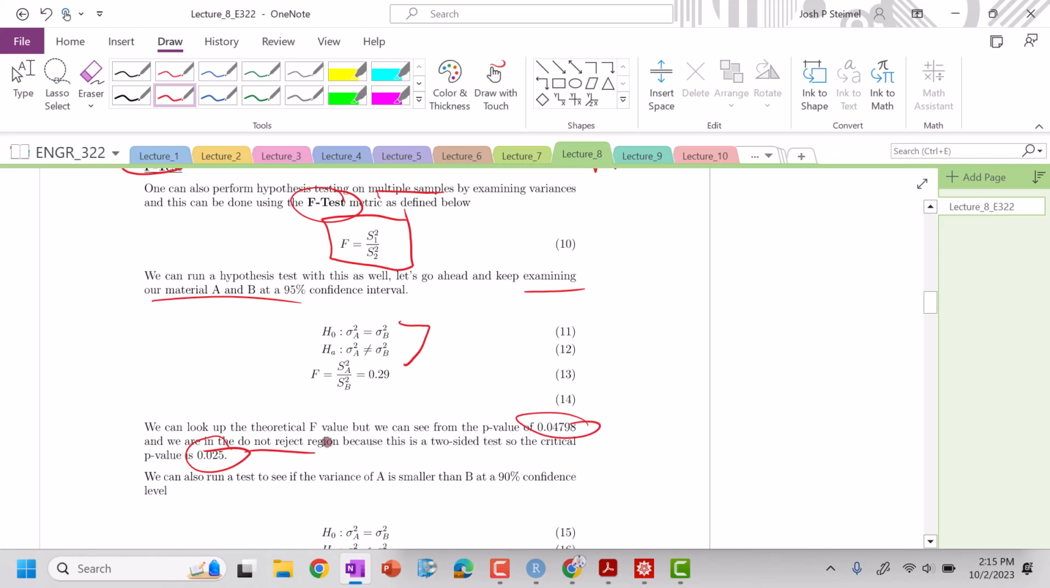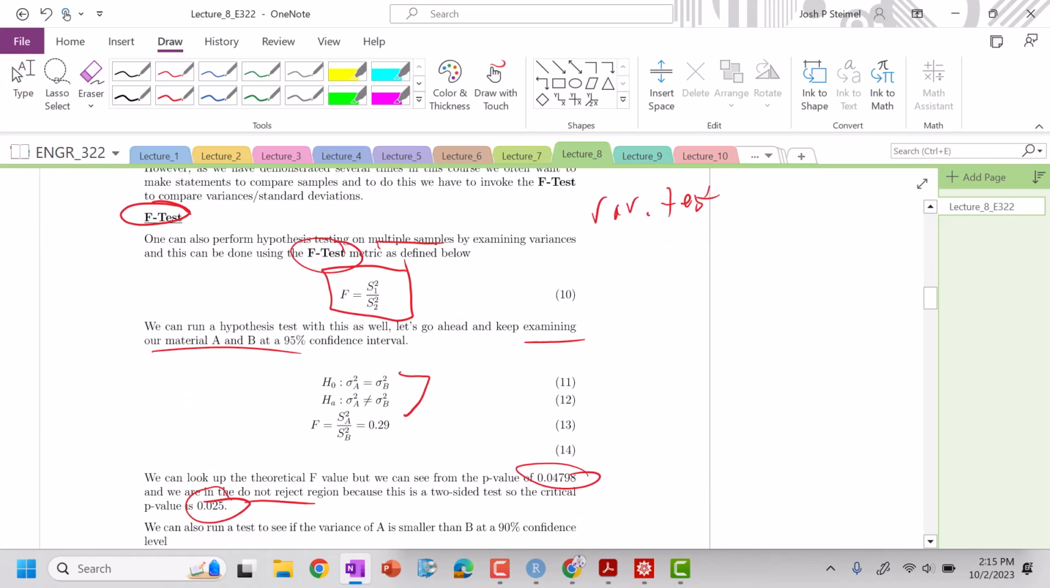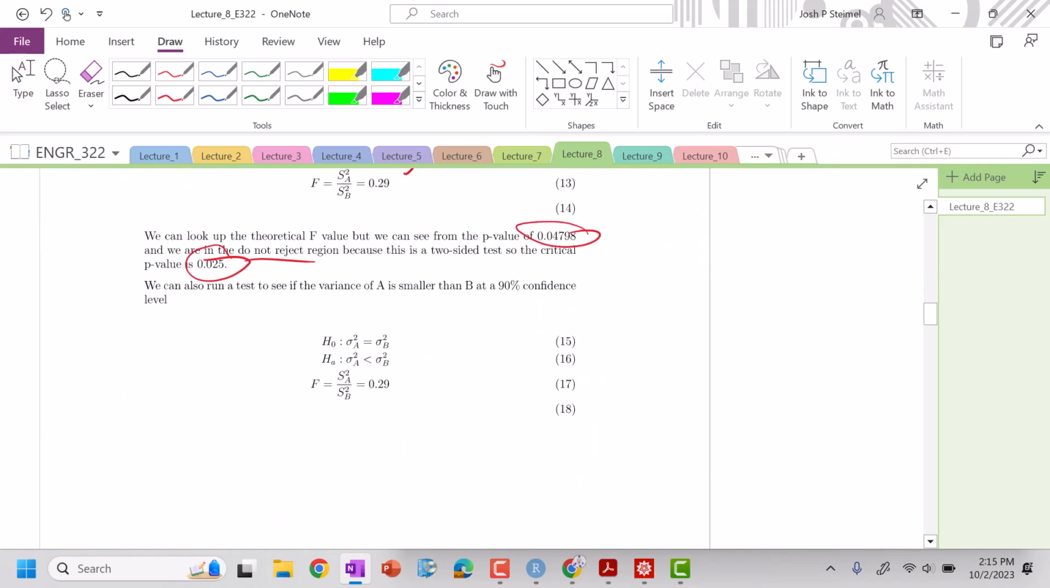F-tests by nature are going to be two-sided and will actually divide by 2, which is different from our chi-squared test that we ran up here, where we're never going to have a true two-tailed chi-squared test. So let's ask the question, is A less than B, or is A smaller than B, at a 90% confidence interval?